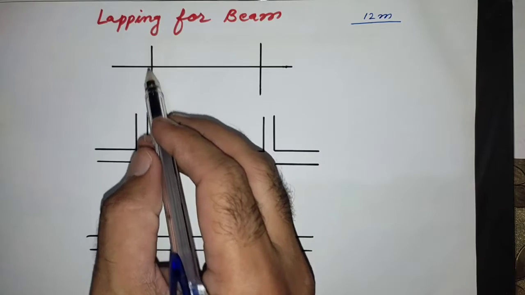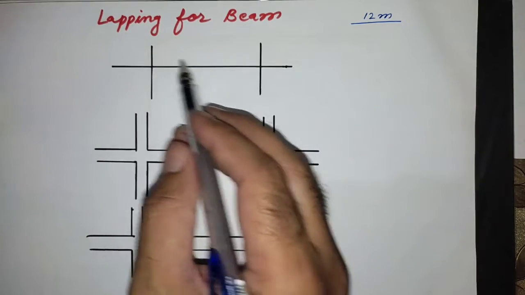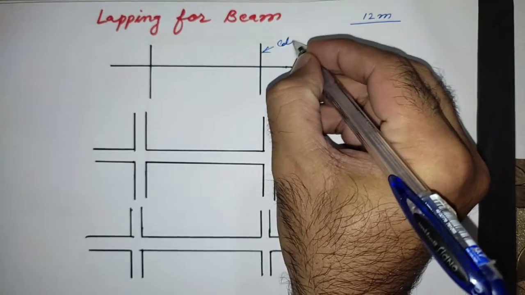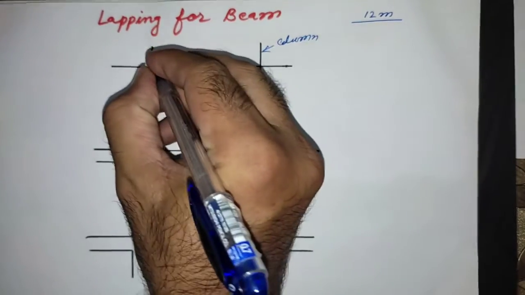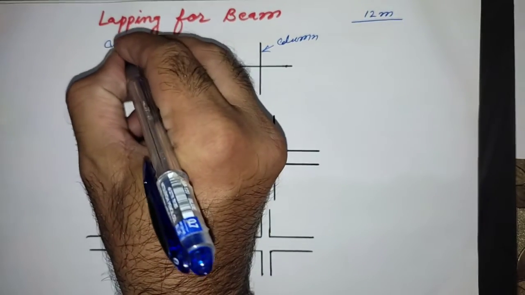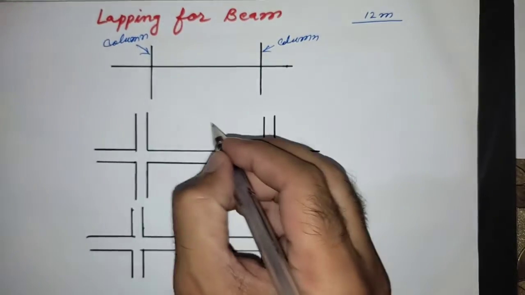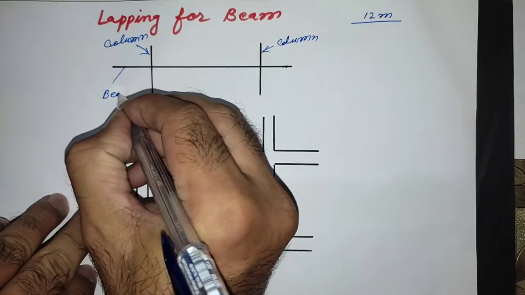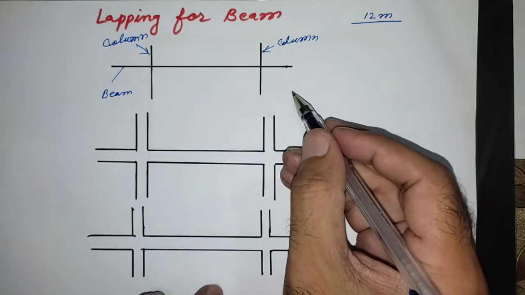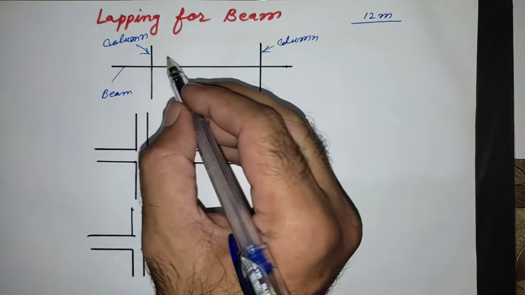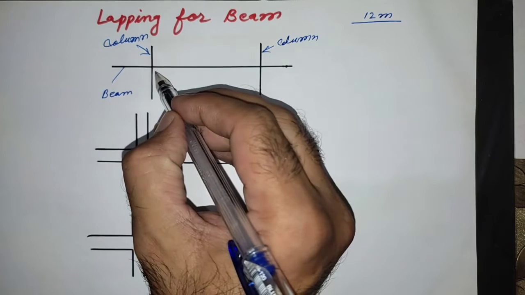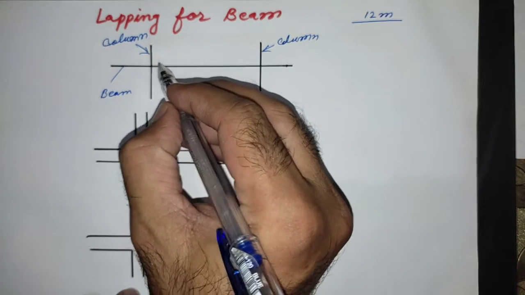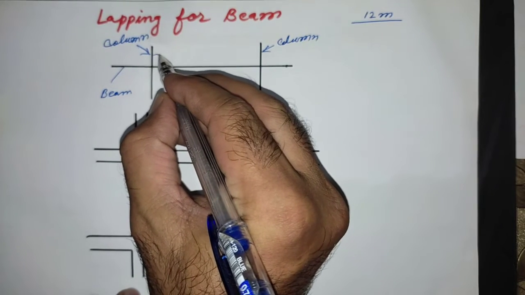Suppose this is a diagram of beams and columns. These are the columns. This is column. This is also column, and this is beam. So upon loading on the beam, some deflection occurs in the beam, like this, in this shape.